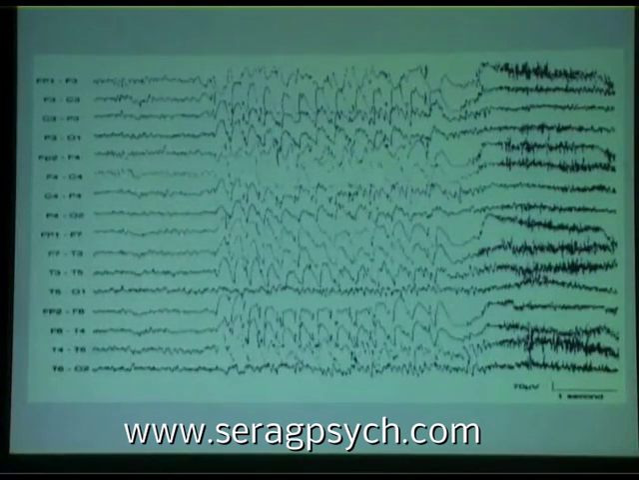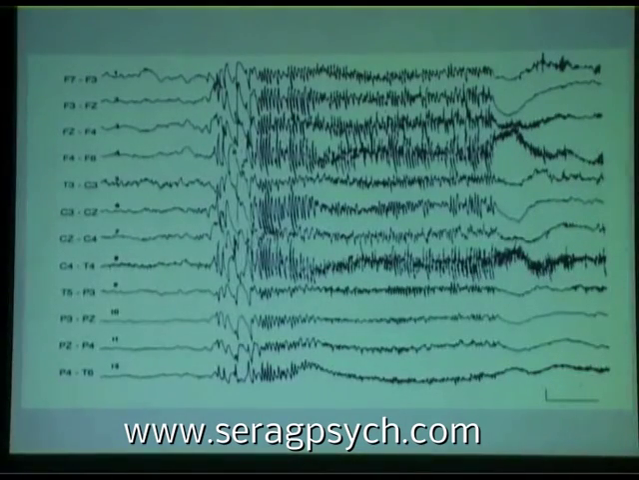So this is one rare situation where Zarontin, which is called ethosuximide as the chemical name, has no direct effect on generalized tonic-clonic seizures, but if you got the absence stopped, maybe you wouldn't have the generalized tonic-clonic. So this is an absence attack becoming a generalized tonic-clonic seizure. Next, please. And here's another one.